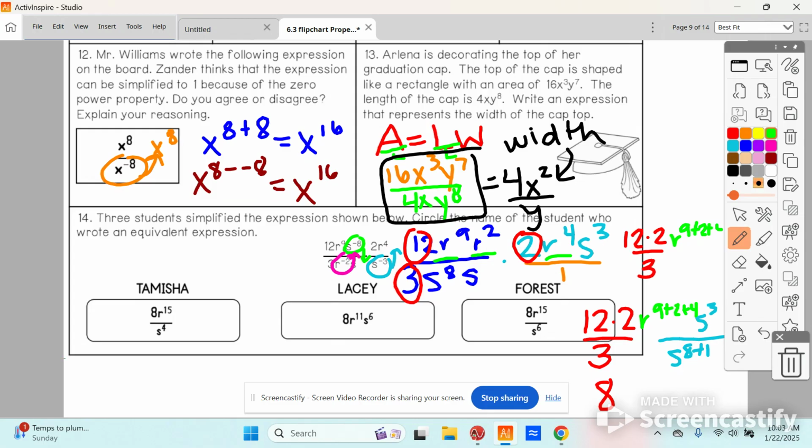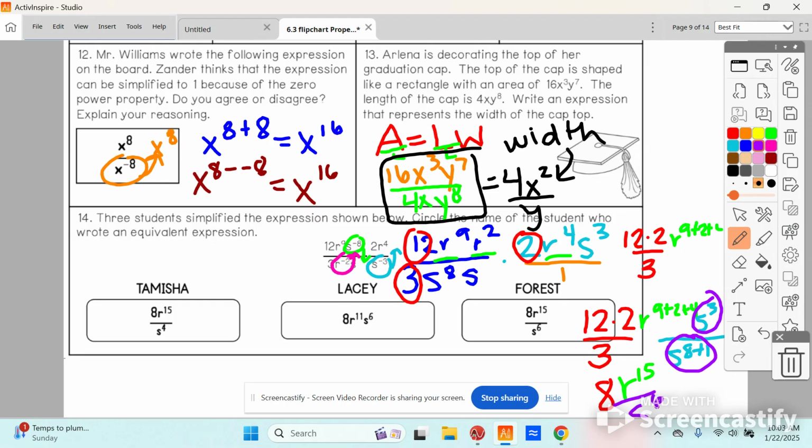And then I have 9 plus 2 plus 4 for my exponent of r, which ends up being r to the 15th. And I have 3 s's on top, and I have 9 s's on the bottom. And if I do 3 minus 9, I get negative 6. So I'm actually going to have s to the 6th in my denominator.